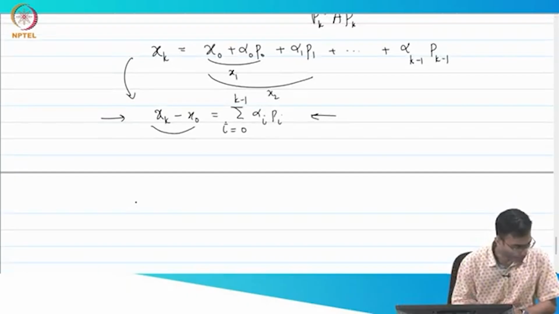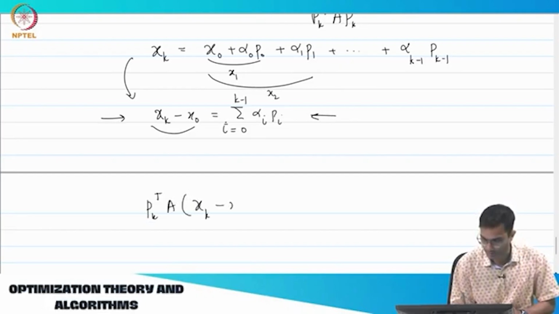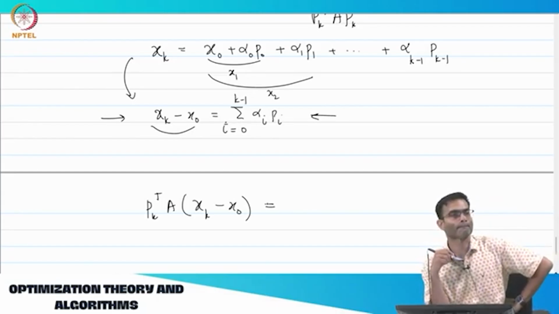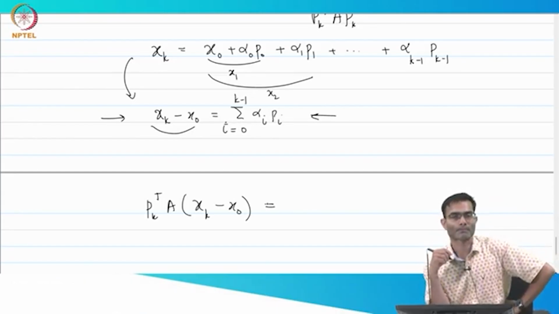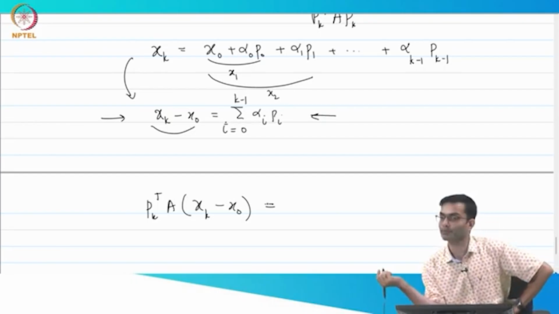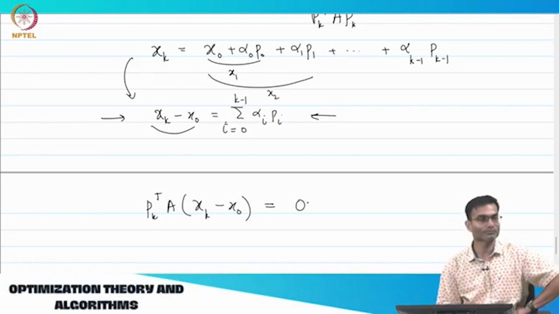Okay, so let's quickly do that. Let's take Pk transpose A multiplied by xk minus x0. What will I get? Will I get alpha k? There is no Pk left on the right hand side. So therefore, this is going to be equal to 0.